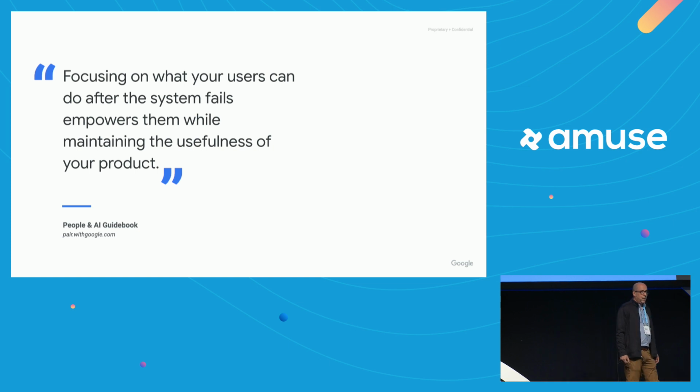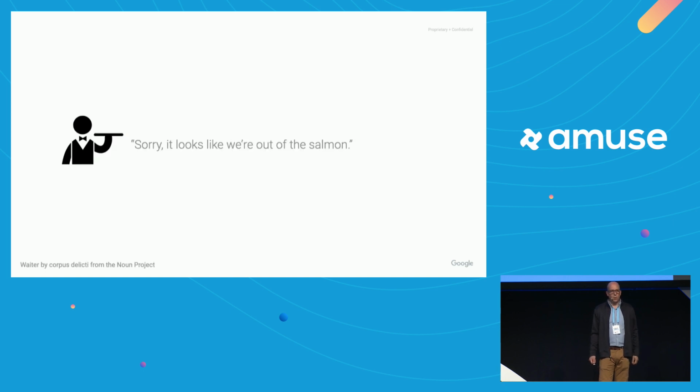From People and AI from Google, we have a quote that says, focusing on what your users can do after the system fails empowers them while maintaining the usefulness of your product. And by the way, I don't think this just goes for conversational interfaces. This goes for other interfaces as well. Just giving up and bailing is never the right thing to do. Try and be helpful. Try and get them over this hurdle.